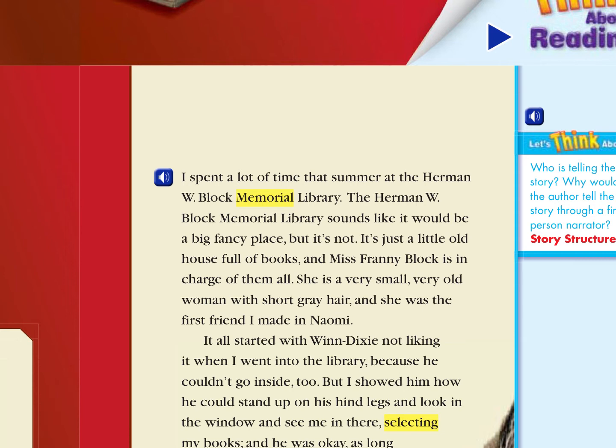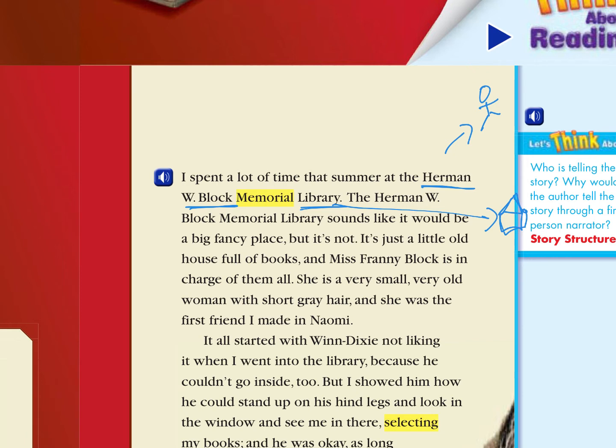I'm looking for clues around memorial, and I'm noticing right in front of that word, I see a person's name, Herman W. Block. That's a clue. Because it is a person, I'm just going to draw a little stick person to remind myself of that clue. Now I'm going to look after that word, memorial, and I see another clue, library. This will also help me. Since a library is a building, I'm going to draw a little house to help me remember library.